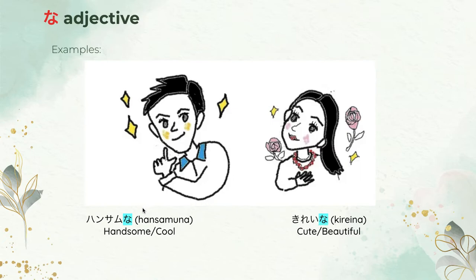If I wanted to say handsome man, I would say ハンサムな男. Otoko means man. If I wanted to say cute or beautiful woman in Japanese, it will be きれいな女.